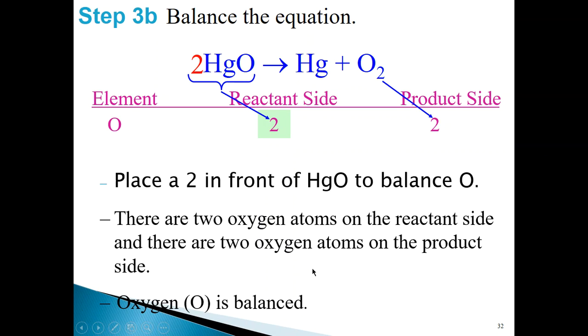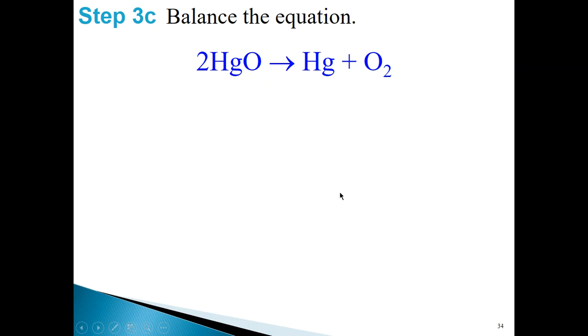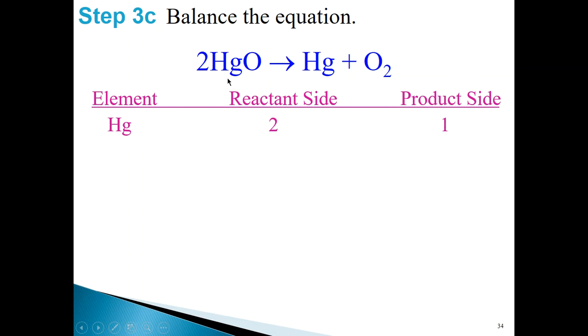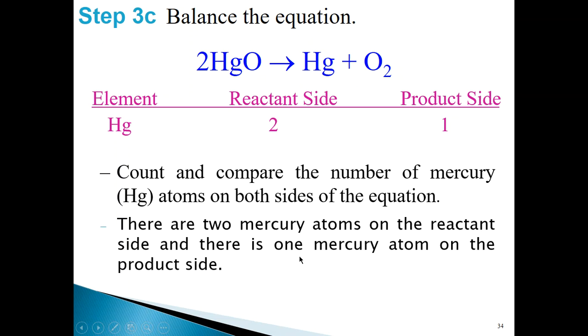However, even though the oxygens are balanced, you'll notice that the 2 here affects not only the oxygen but the mercury as well. So now we end up with a situation where we have 2 mercury atoms on the left and 1 mercury atom on the right. So the mercury is obviously not balanced. So what do we do?